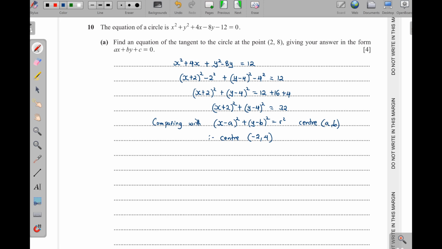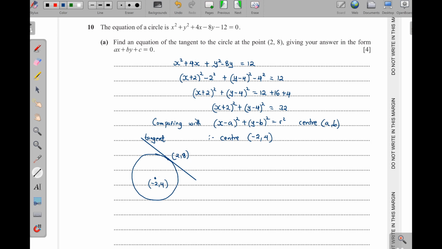Now I'm going to have a circle here. The center here is (-2, 4), and then they are saying the point (2, 8). 2 has to be on the right of -2, and 8 has to be above 4. That means maybe it is around there. So if I put it here, and that is the point (2, 8), then I'm going to have a tangent. This tangent is meeting that circle at that point. On the look of things, this one has to be having a negative gradient. So this is the tangent.